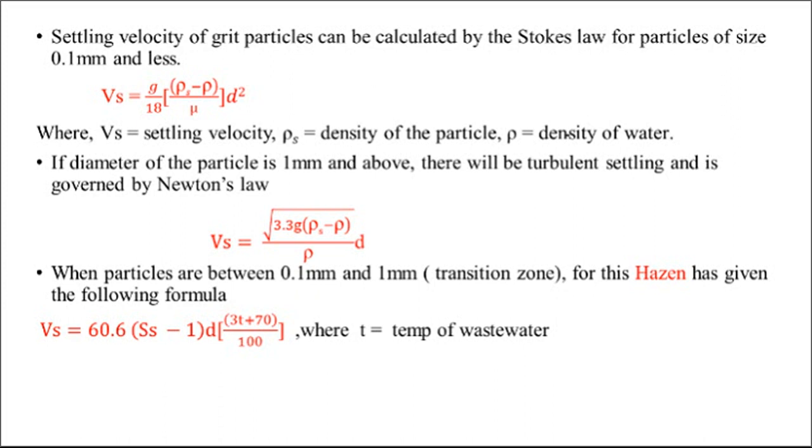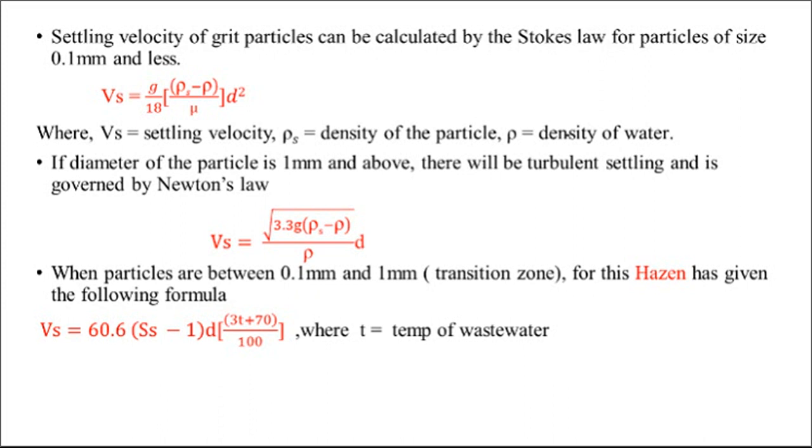If the diameter of the particle is 1 mm and above, there will be turbulent settling in the grit chamber and it is governed by Newton's law. Then the settling velocity is calculated as Vs is equal to the square root of 3.3 g into (rho s minus rho) divided by rho into d, where each term has the same meaning as previously.